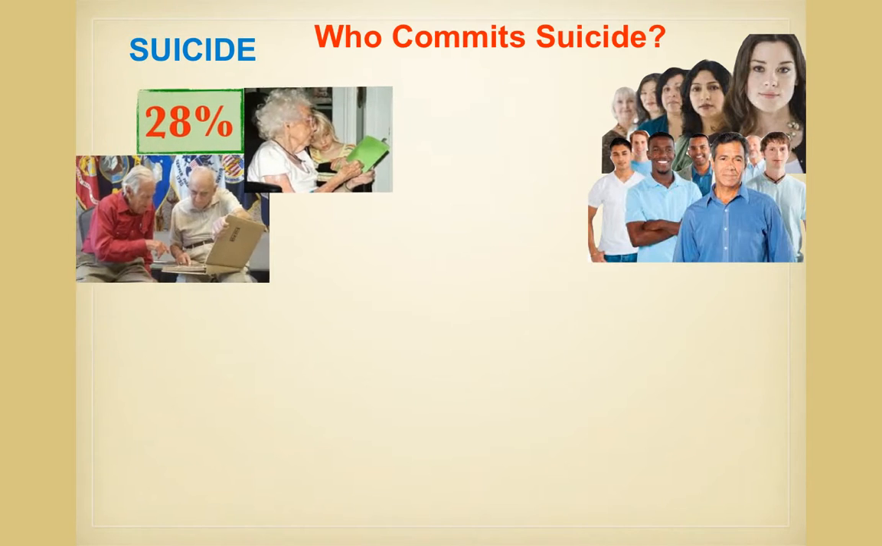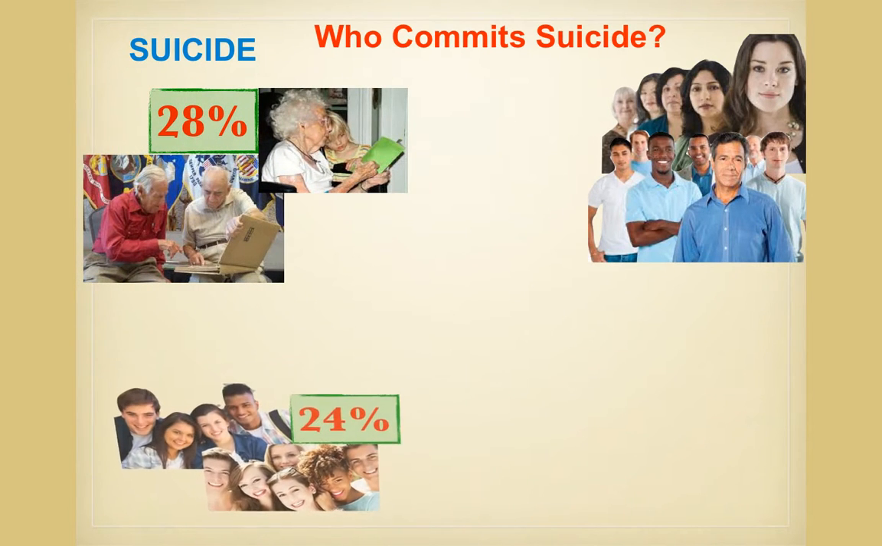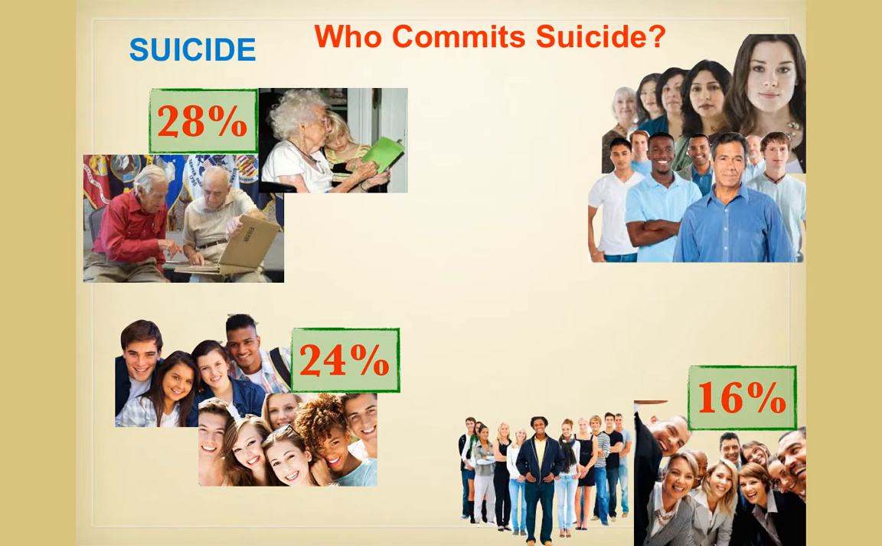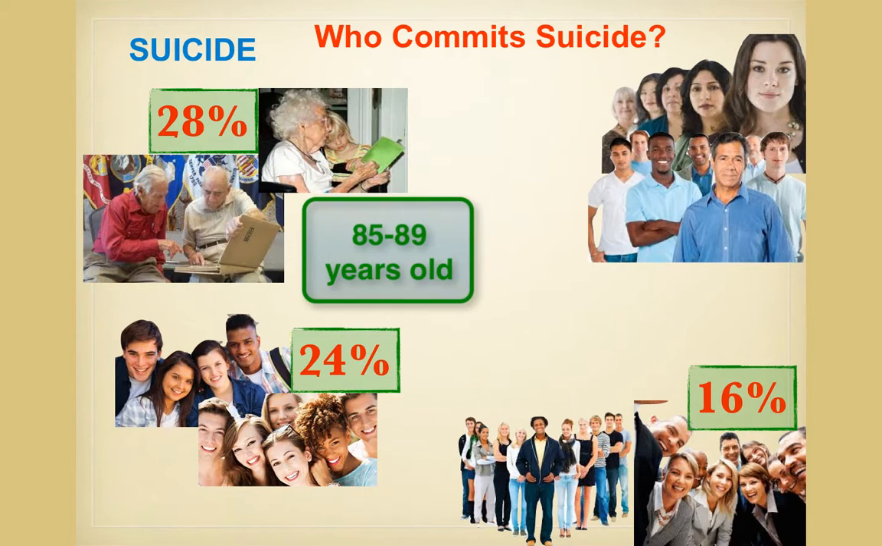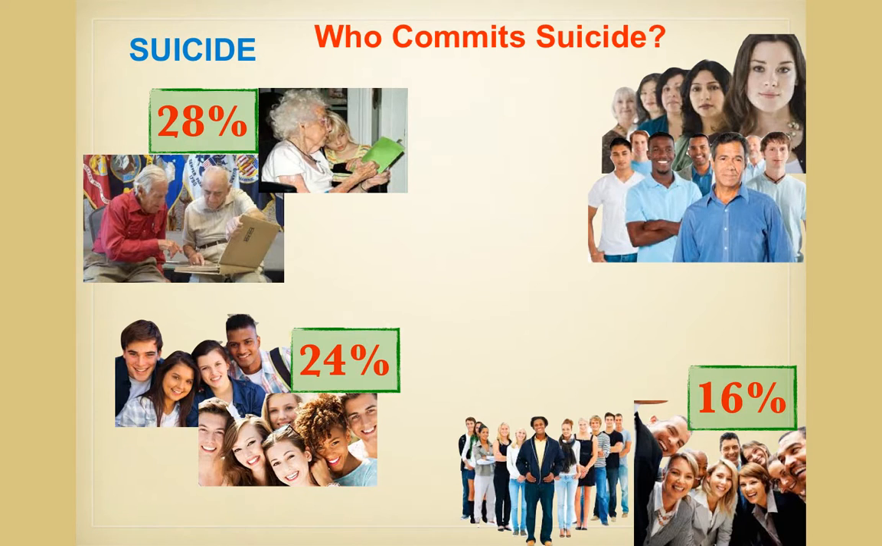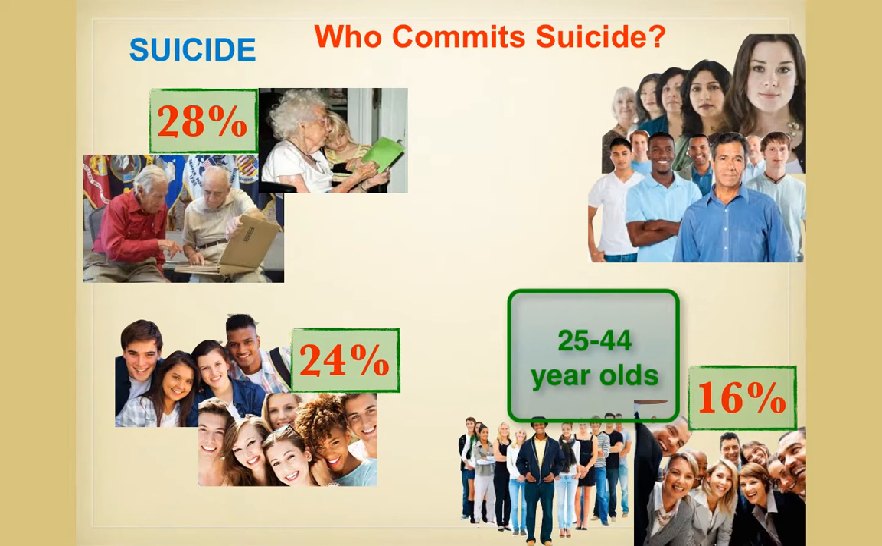The elderly, not the young, are most likely to commit suicide, and the rate of suicide among the elderly appears to be increasing. Now you see there's 28% of people between the ages of 85 and 89 years old. 24% of those who commit suicide are in that area of 15 to 24, and 16% of people who commit suicide are 25 to 44.